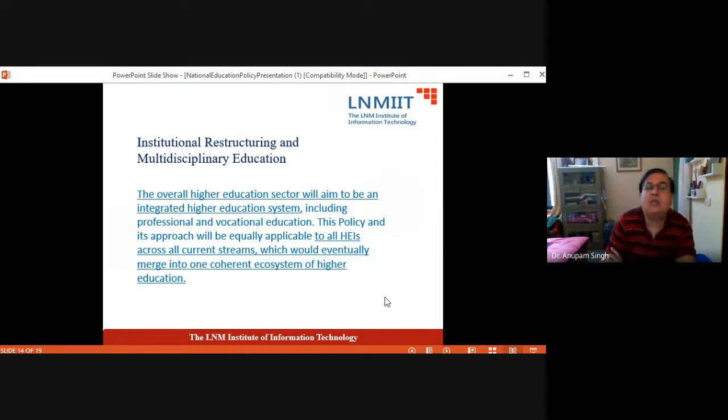The next thing is, so that was what each institution should be doing. Now overall, how do the institutions collaborate with each other? The overall higher education sector will aim to be an integrated higher education system, including professional and vocational education. And this policy and its approach will be equally applicable to all HEIs across all current streams, which would eventually merge into one coherent ecosystem of higher education.